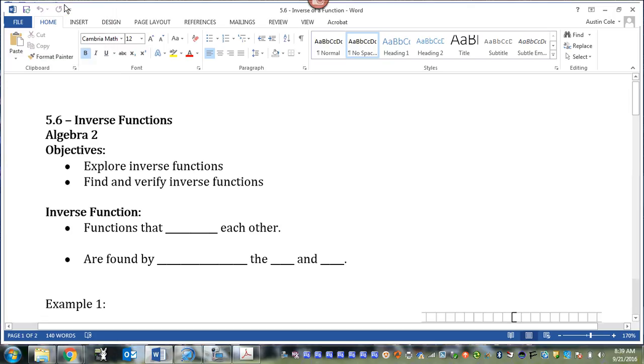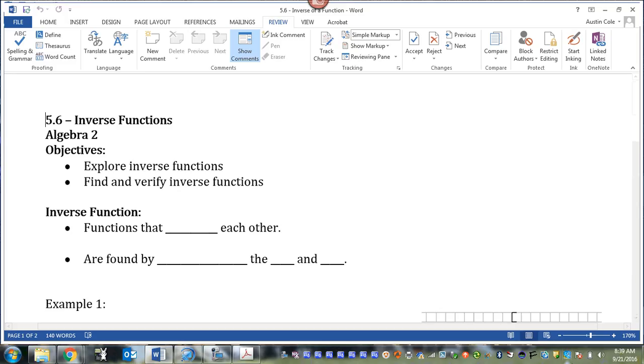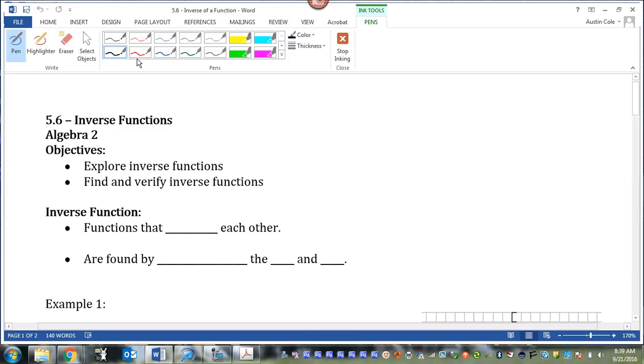Okay, so today we are learning about inverse functions. What's an inverse? Opposite. I like it. That's exactly right. The inverse is a function, or functions that undo each other.